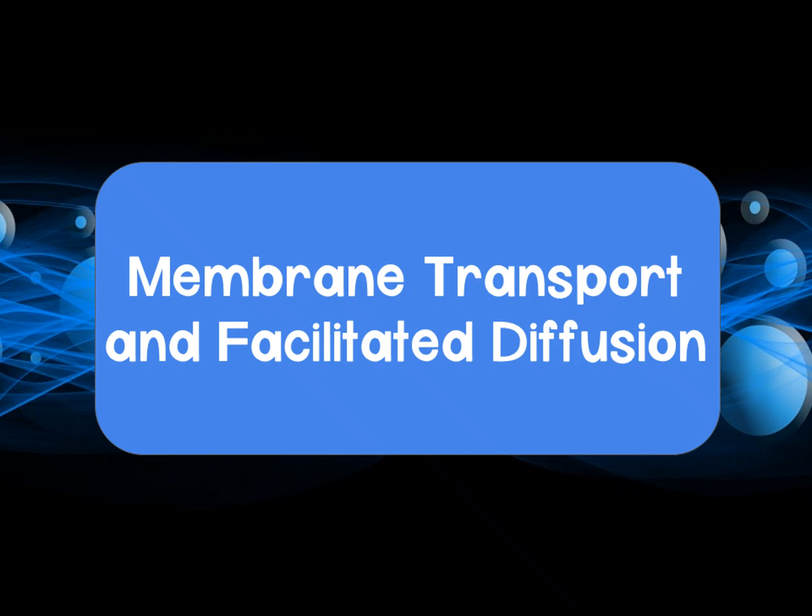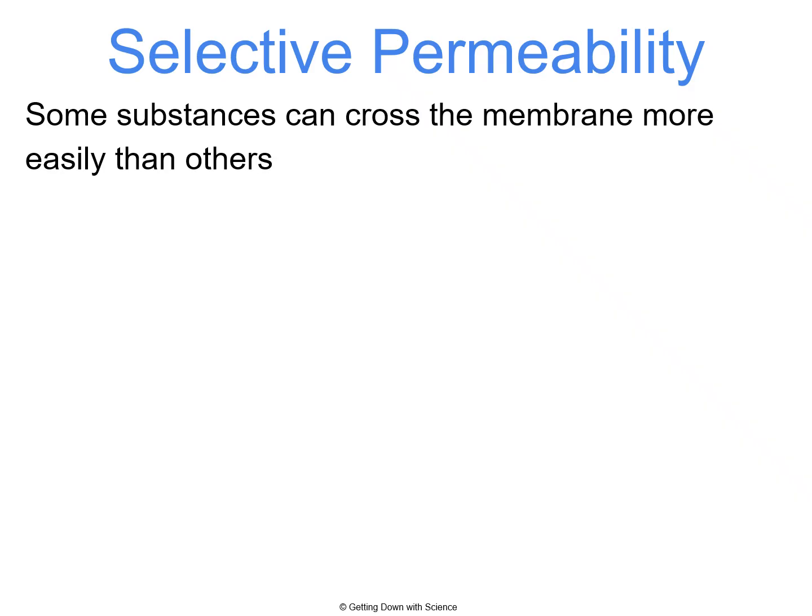Hi guys, in this topic we're going to be discussing membrane transport and facilitated diffusion. In our previous lecture, we had spoken about selective permeability. This is one of the characteristics of the cell membrane. So you should be able to define selective permeability, and you should be able to explain the features of the cell membrane that allow it to be selectively permeable.